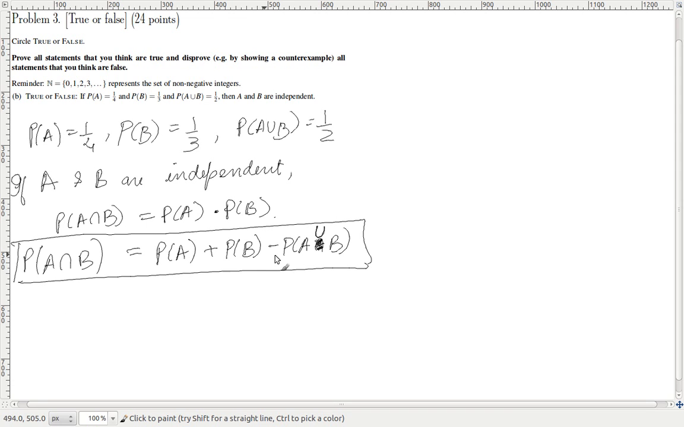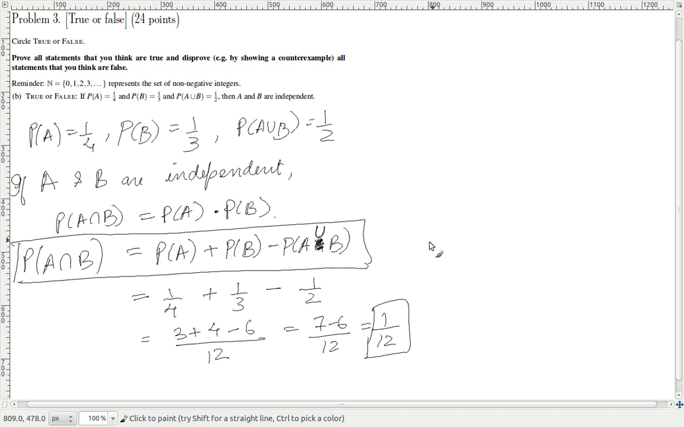So now we have these three values, don't we? Which is equal to 1/4 plus 1/3 minus 1/2. What is 1/4 plus 1/3? Let's take a common denominator of 12. So this is 3 plus 4 gives 7, minus 6 over 12, which is equal to 1 over 12.